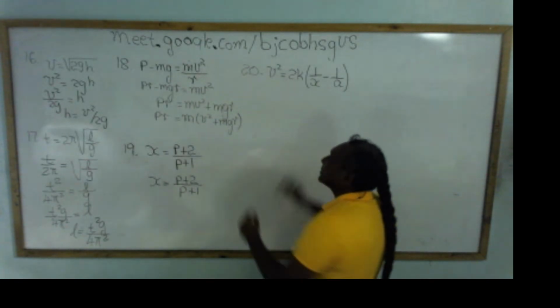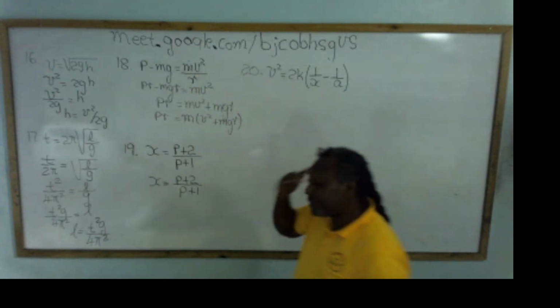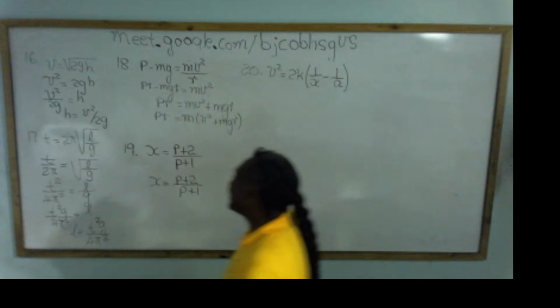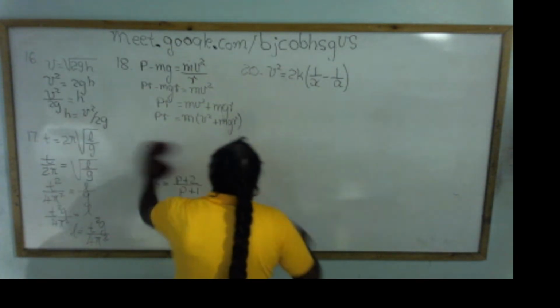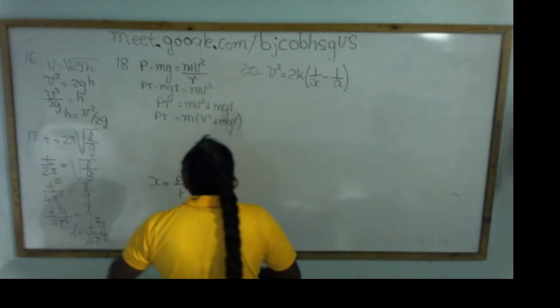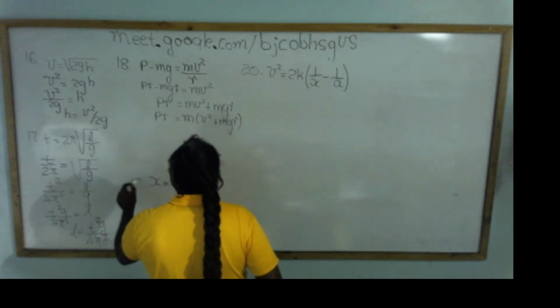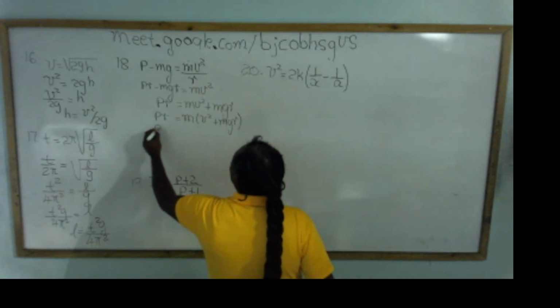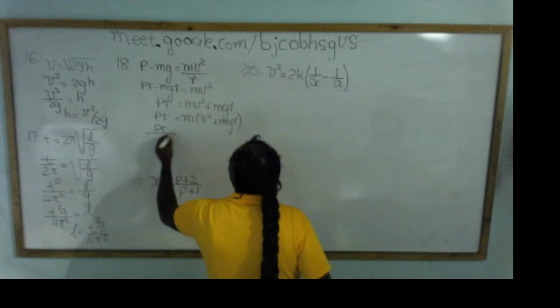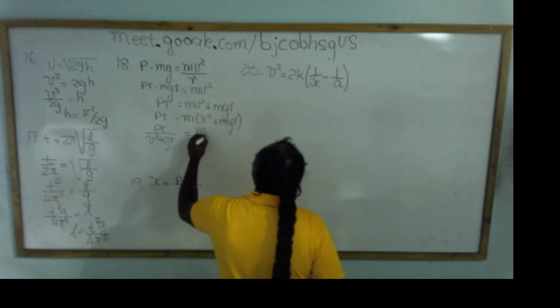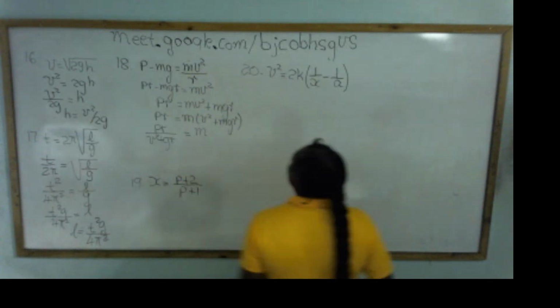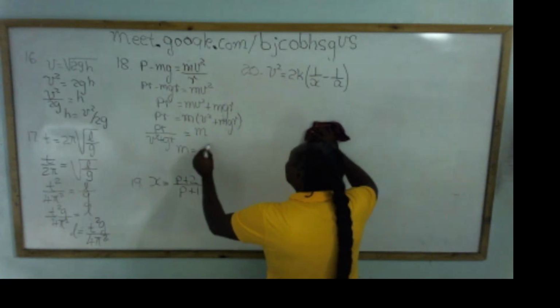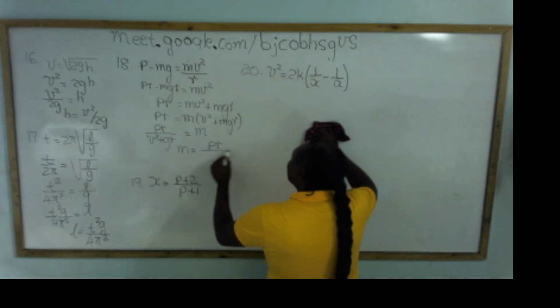And what do we do next? In every case that we factorize, the next step is generally to divide by the large factor. So let us divide by the large factor. Dividing by the large factor, we have PR over V squared plus GR is equal to M. M is therefore equal to PR over V squared plus GR.